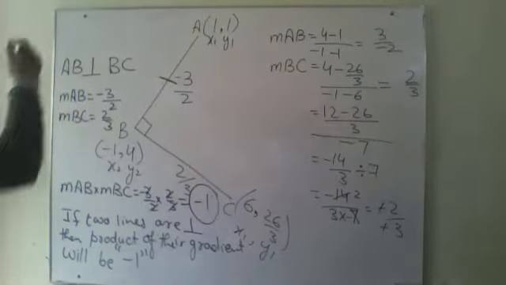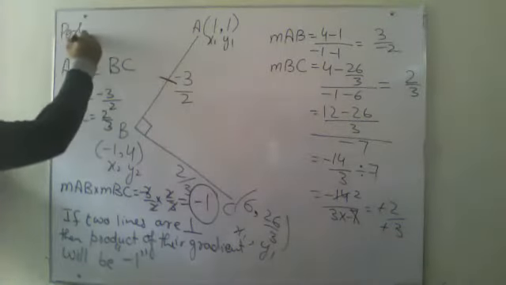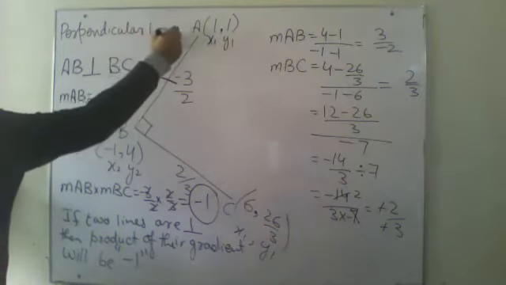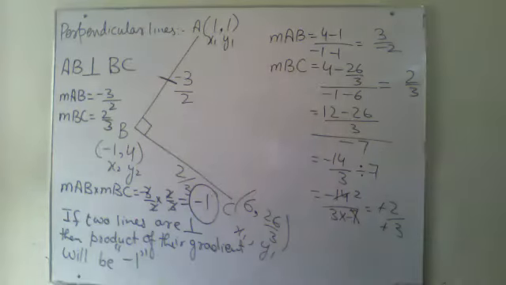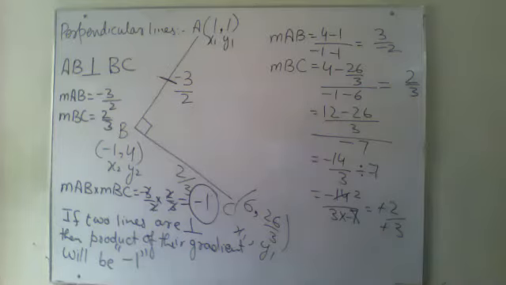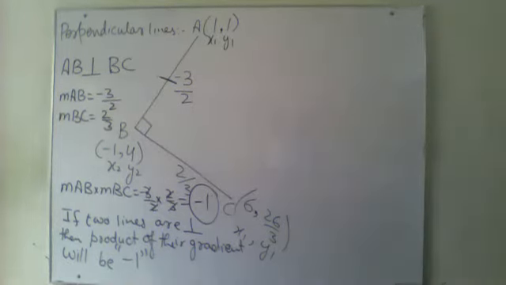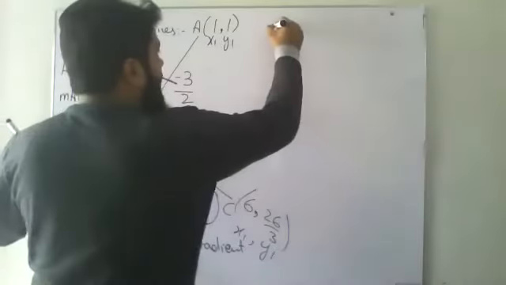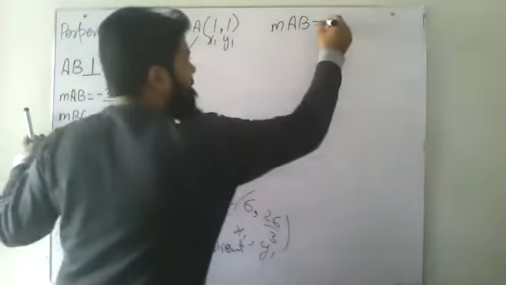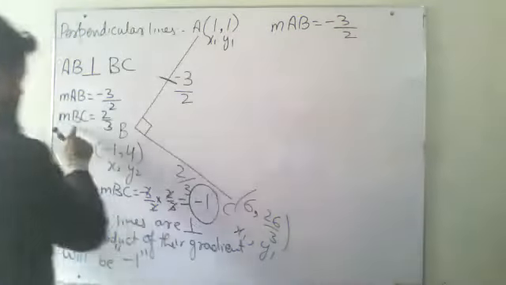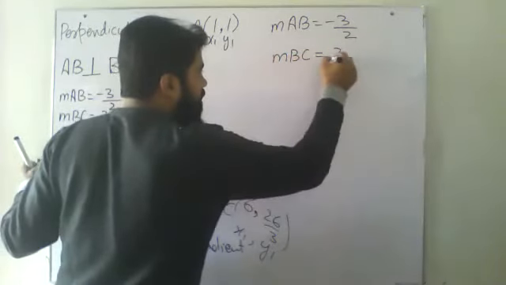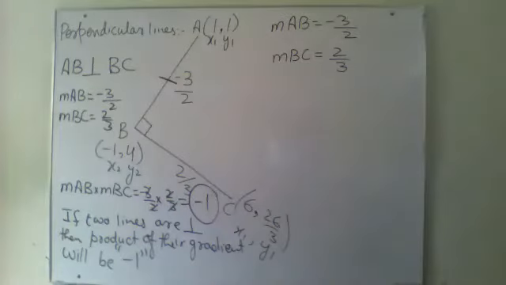Now this is our perpendicular line concept. Perpendicular lines. First thing I have told you: if two lines are perpendicular, the product of their gradients will be minus 1. Now I'm writing the gradients again, beta. M_AB was written over here as minus 3 over 2, and the gradient of M_BC is given as 2 over 3. This was the gradient given.